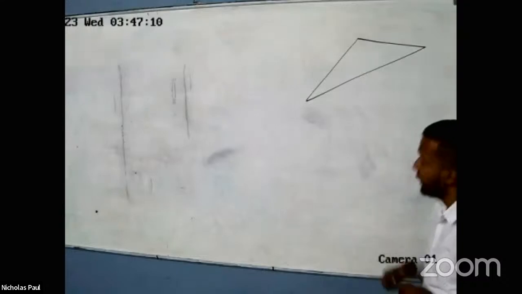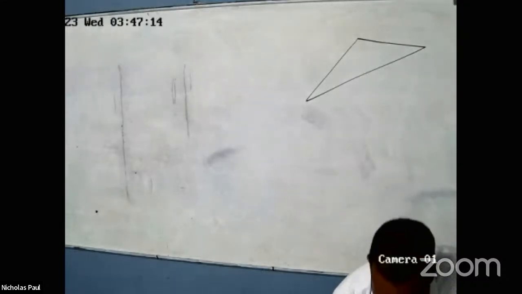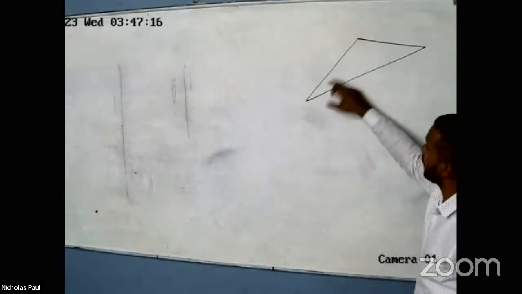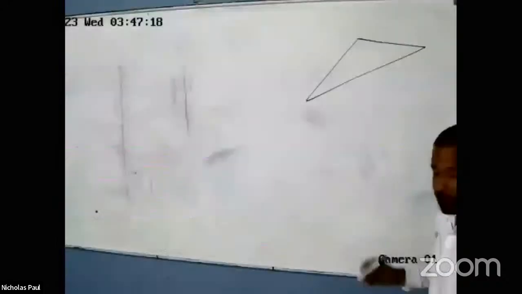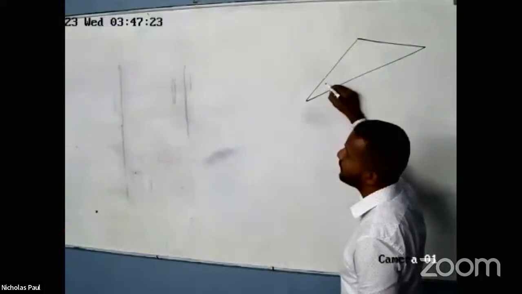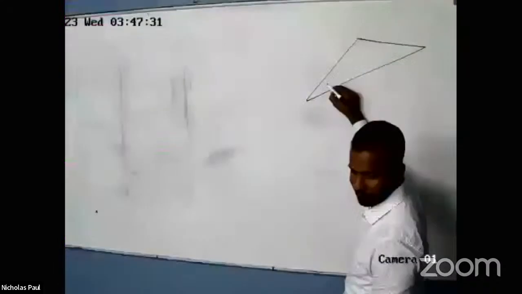So we're looking at a non-right angle triangle. A non-right angle triangle means that none of the corners will be 90 degrees. So they might have angles looking like this.